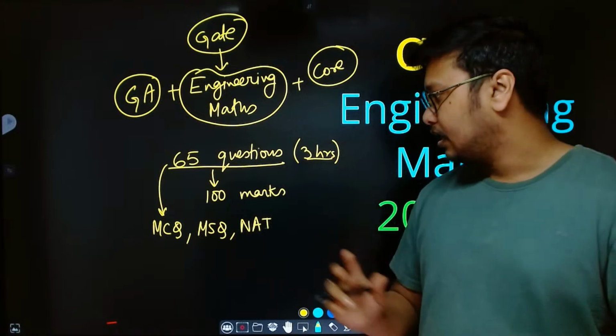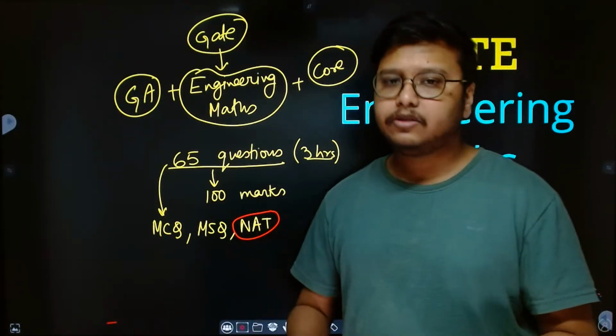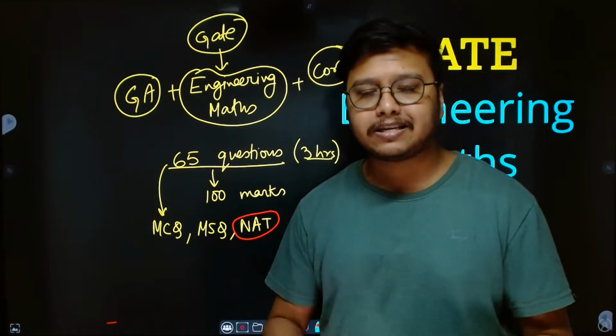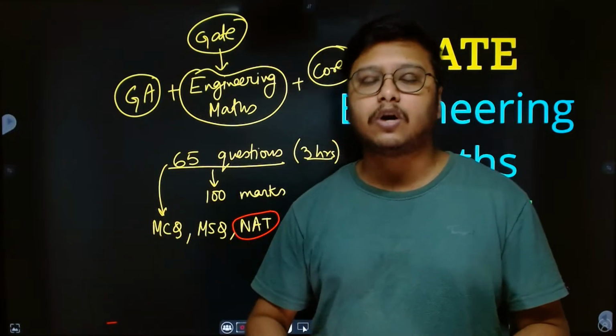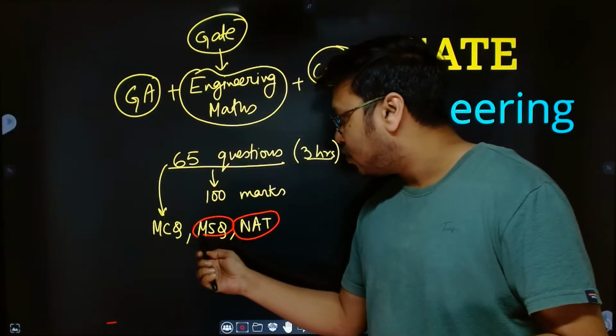Okay. Now NAT questions never have negative marking. You can put in any answer. If it is correct, you will get the allotted marks. If it is not correct, no negative marks. MSQ also has no negative marks.